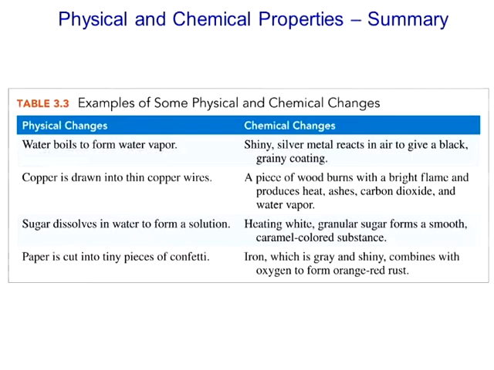Copper is drawn into thin copper wires. When we draw copper into thin copper wires, we simply change the shape. If the only thing that happens is a change in the shape, then that is a physical change. It's like tearing the newspaper, breaking a pencil, breaking a branch off of a tree. That is a physical change.